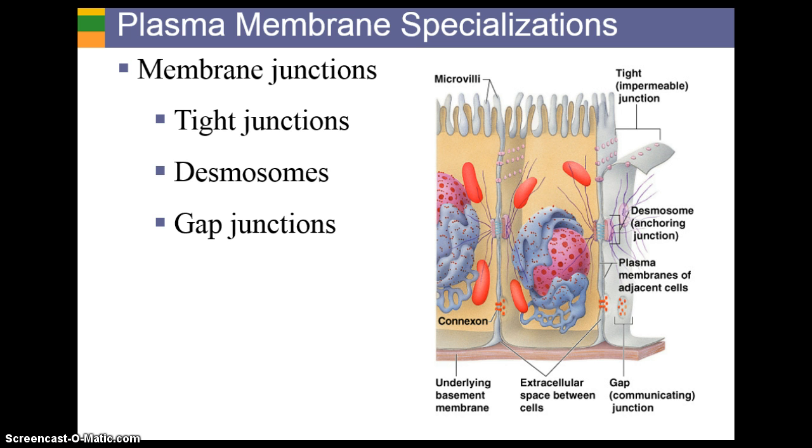Okay, so the next component we're going to take a look at involves another specialization of the plasma membrane, and those involve membrane junctions. And what we have when we have membrane junctions, we have links. What links one cell to another cell? And this also follows the next concept map in your note packet. So plasma membrane specializations. When we're talking about junctions, what types of things link each cell together?